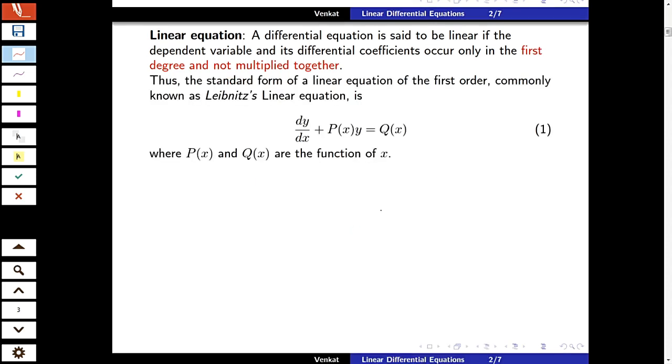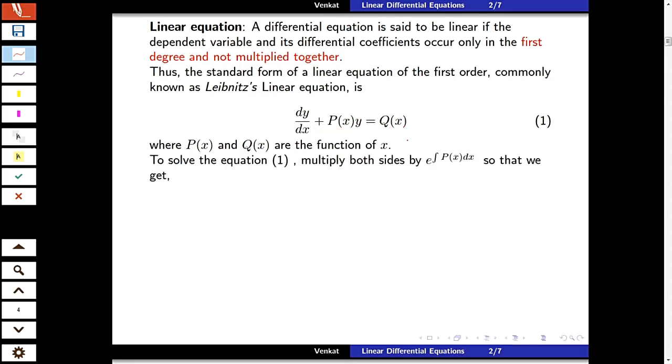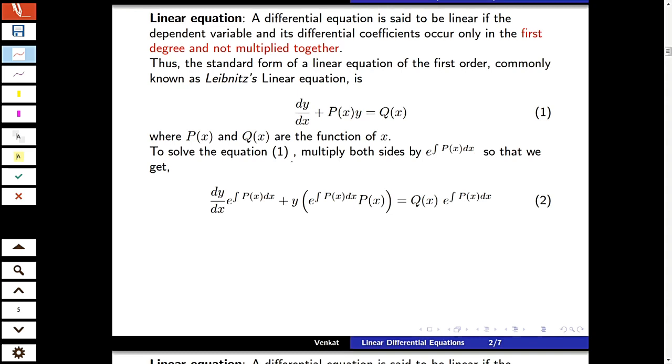Coming to the standard form, it is called the Leibniz linear equation. It is of the form dy by dx plus p of x into y equal to q of x, where p of x and q of x are functions of x only. Suppose to solve equation 1, I multiply with some quantity, that is e power integral p of x dx. If I multiply with that, I will get two terms, the first term multiplied with this and the second term multiplied with this.